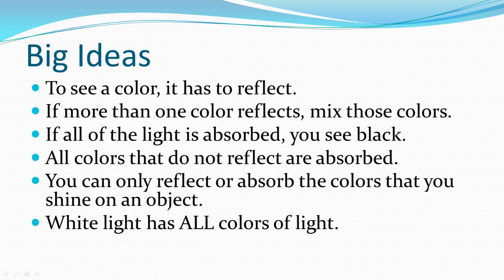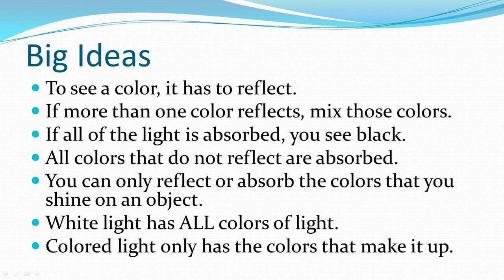White light contains all colors. So when I shine white light, like the light from a sun or a light bulb, on any object, it's like shining red, green, and blue light. That means it can reflect any combination of those lights or absorb any combination of those lights.